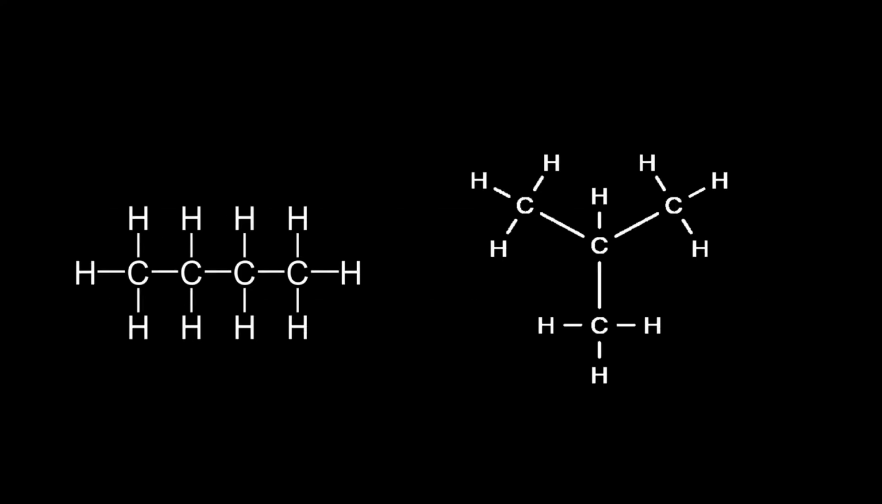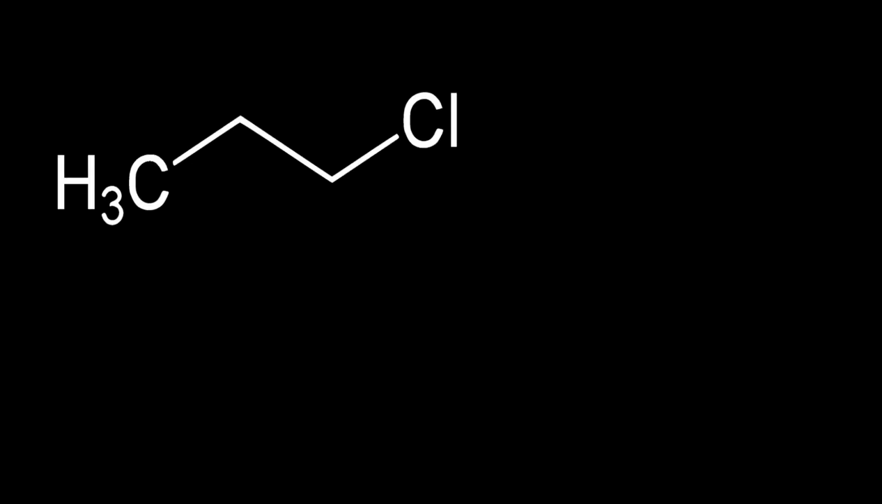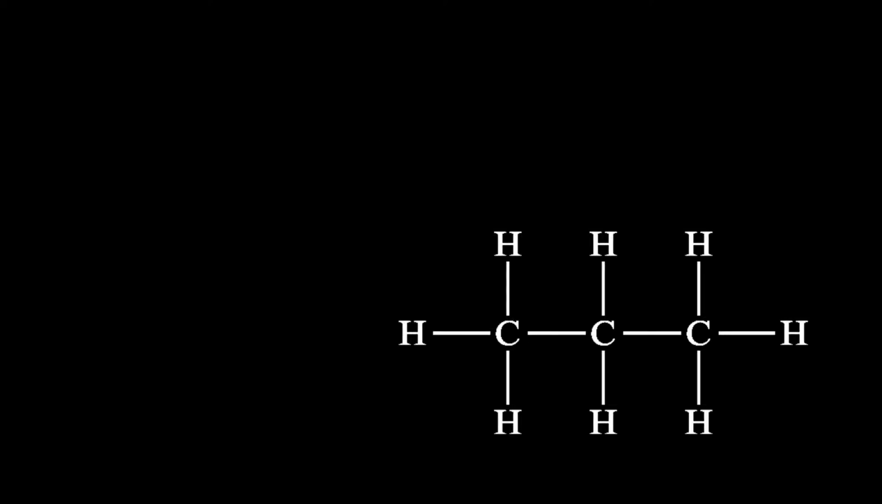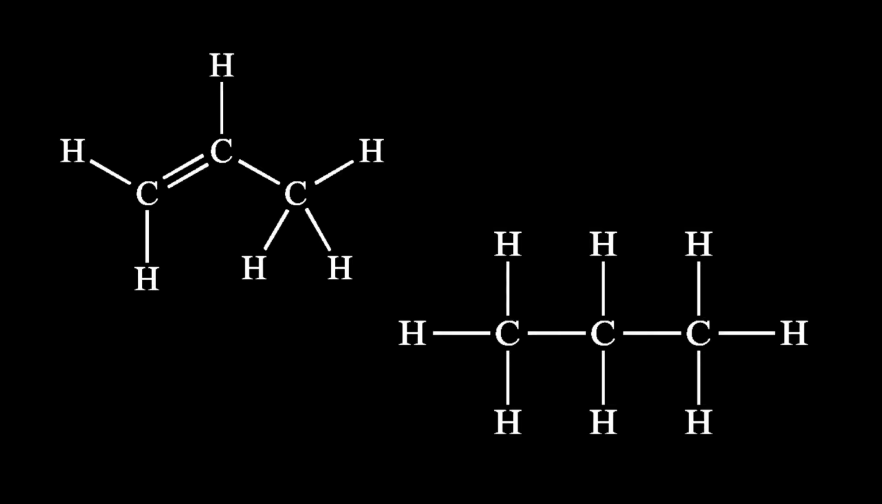For example, the compounds butane and isobutane are isomers since they have the same general formula, but their 3D arrangement is different, whereas the compounds propyl chloride and propane are not isomers since their qualitative composition of elements is different. Same goes for propane and propene.